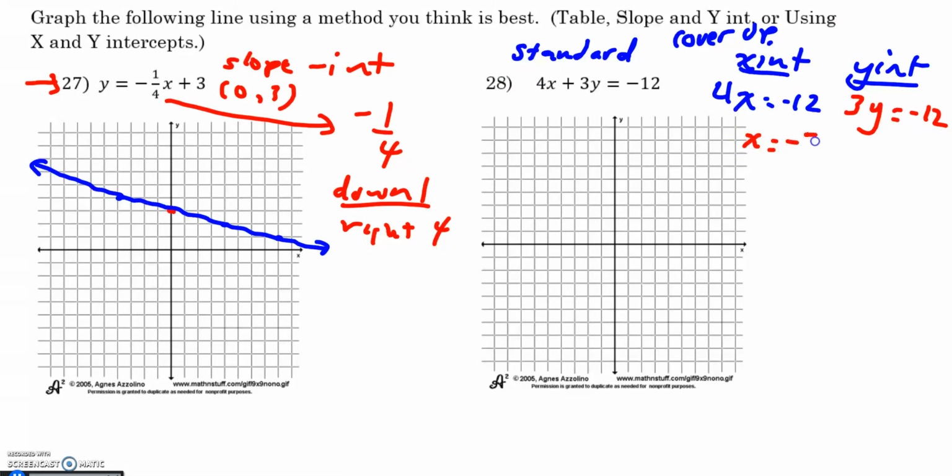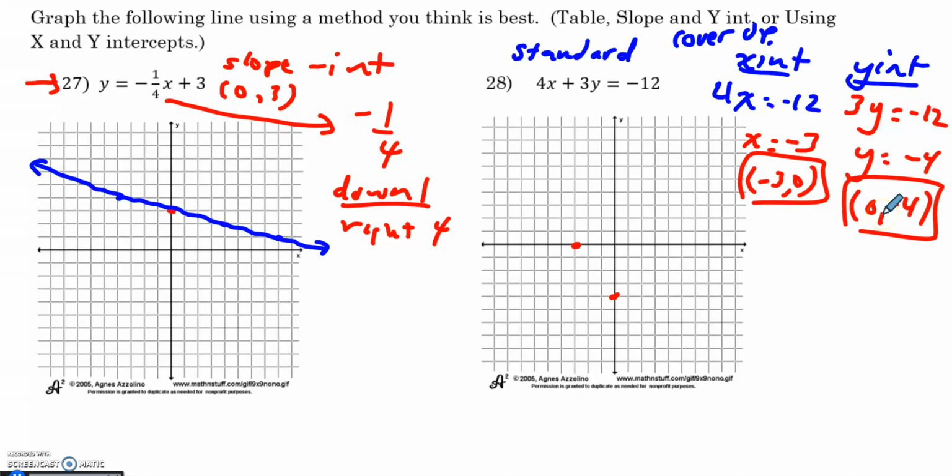So x would be negative 3 if I divide by 4, and y would be negative 4. So my x-intercept is on the x-axis right here at negative 3, 0. And the y-intercept on the y-axis is down 4, which is at 0, negative 4 as a point. So the line would just be the connect of these 2 points, and that would be the graph of my line.